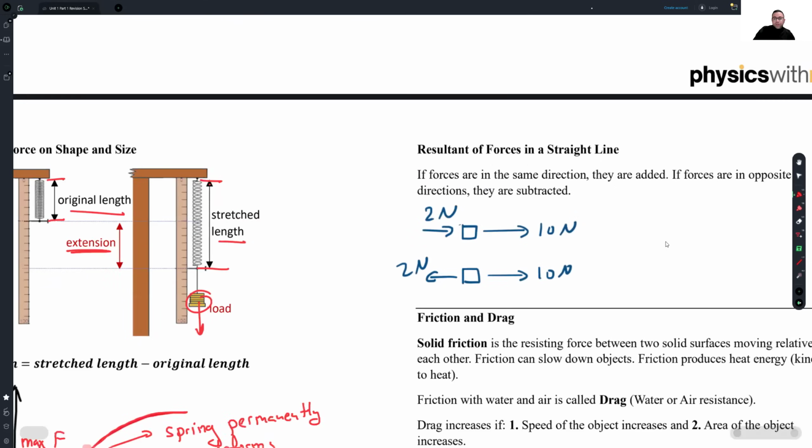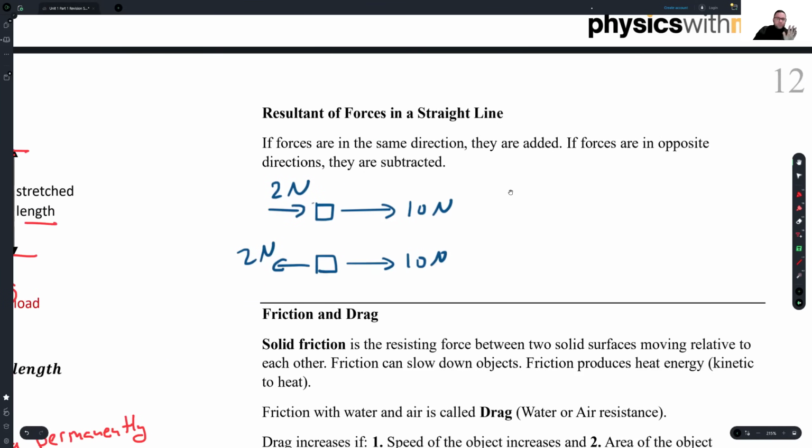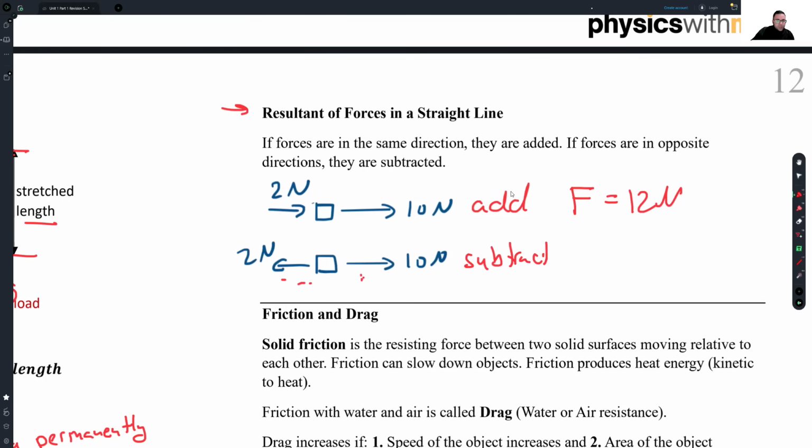Next up, we already went over getting the resultant force when we discussed vectors, but we're just revising this again. If you have forces along a straight line, because this will be relevant later, if they're in the same direction, you add them. So the resultant force is 12 in this case. If the forces are in opposite directions, you subtract them. So the resultant force here is 8 newtons. Both of these are to the right. So the direction is to the right.